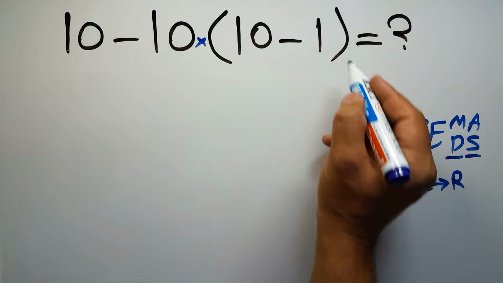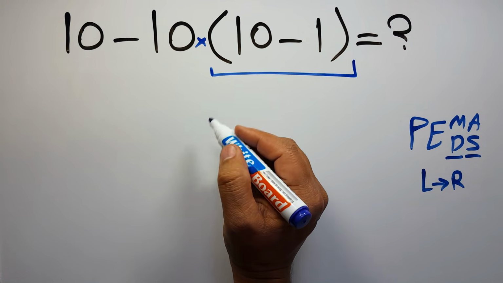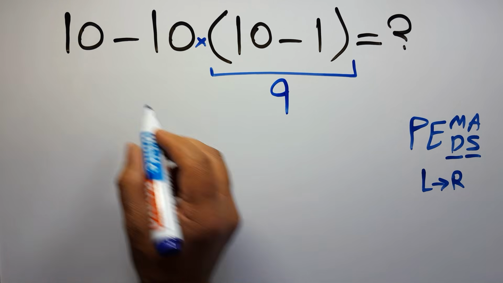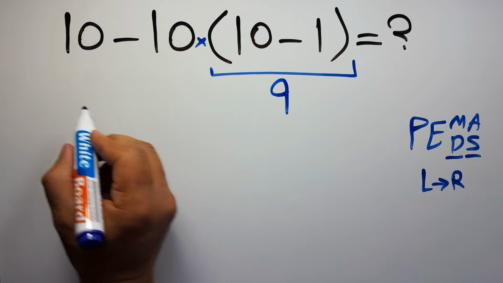So first we have to do this parentheses. Inside this parentheses, we have 10 minus 1, which equals 9. So we have 10 minus 10 times 9.